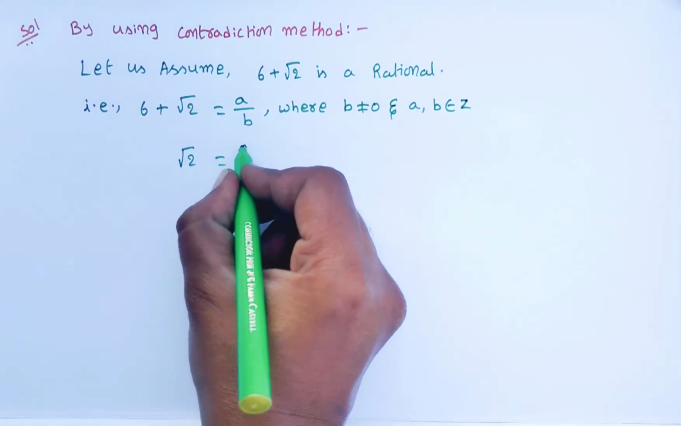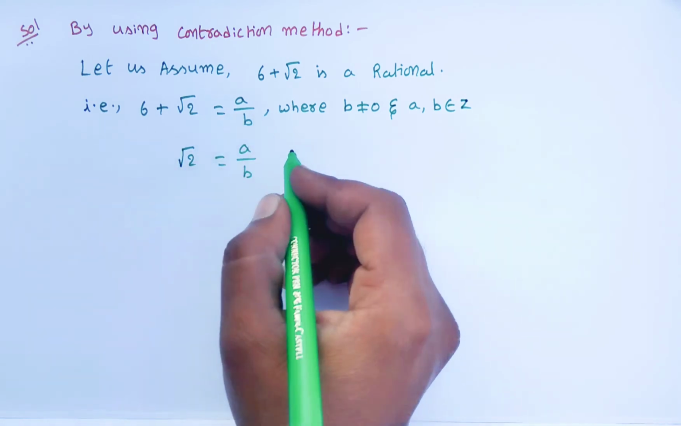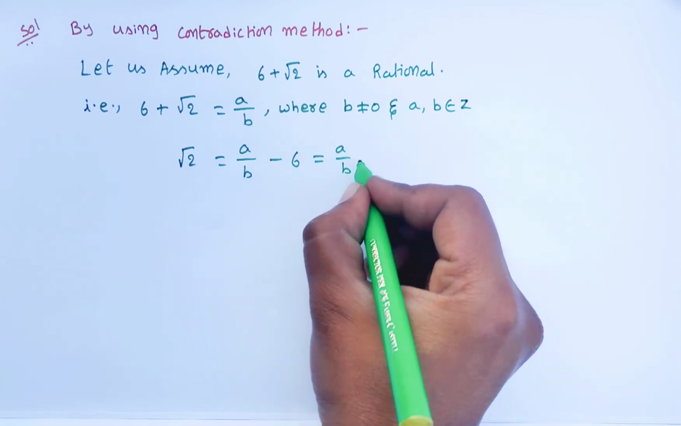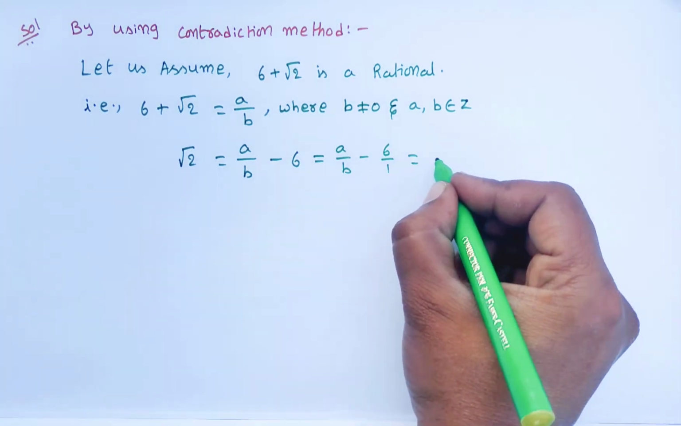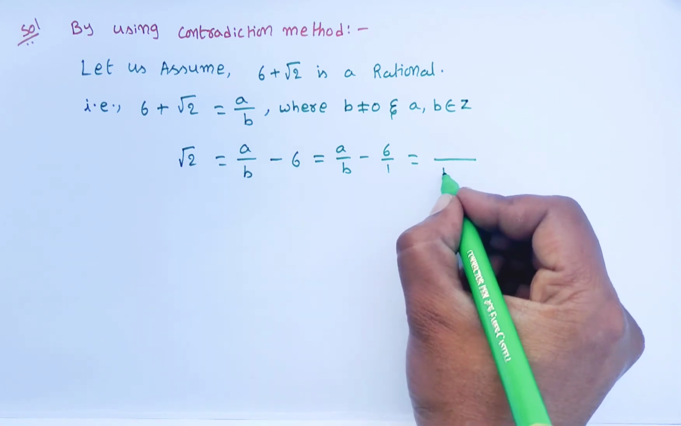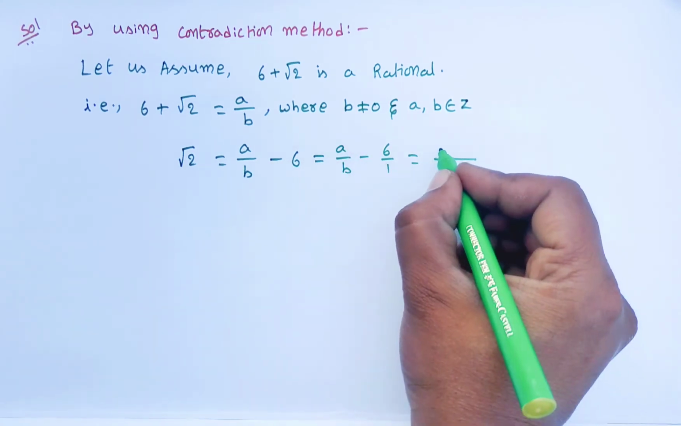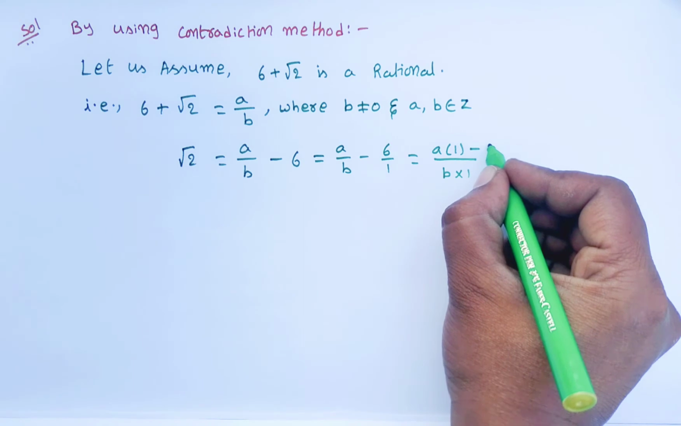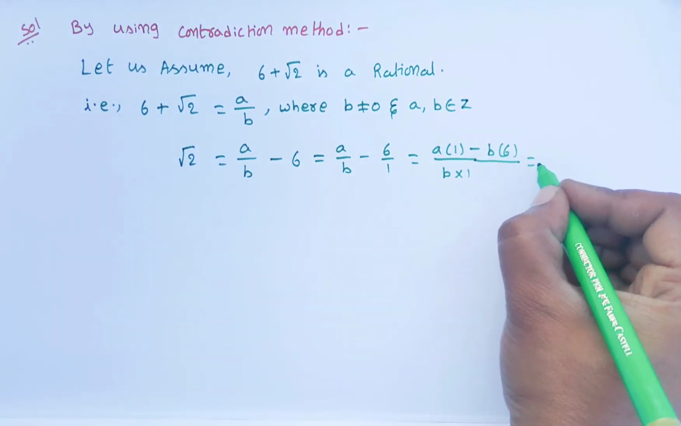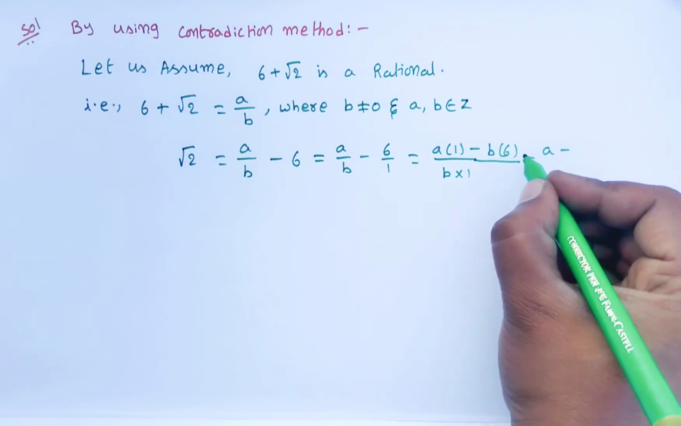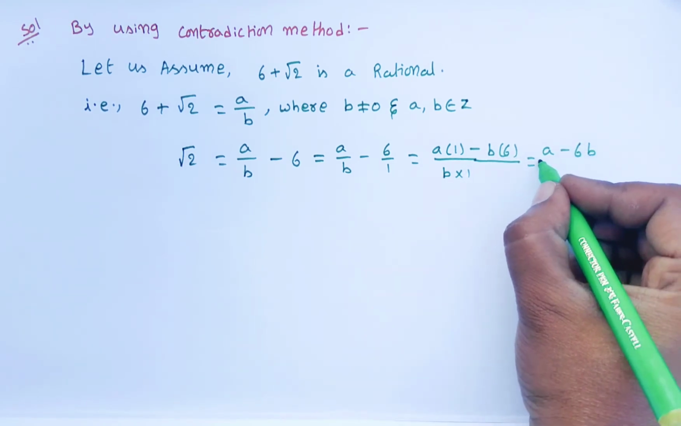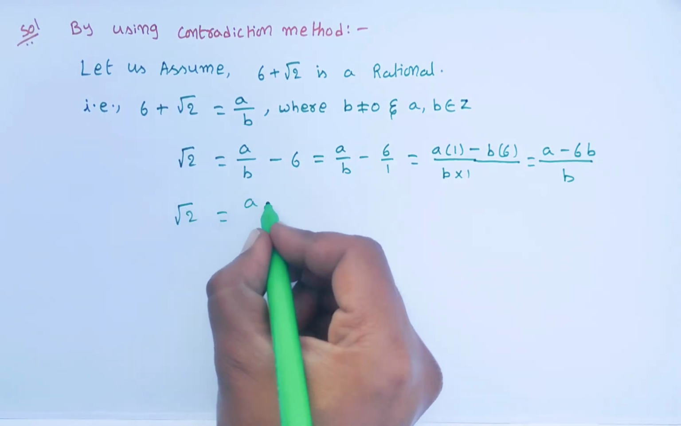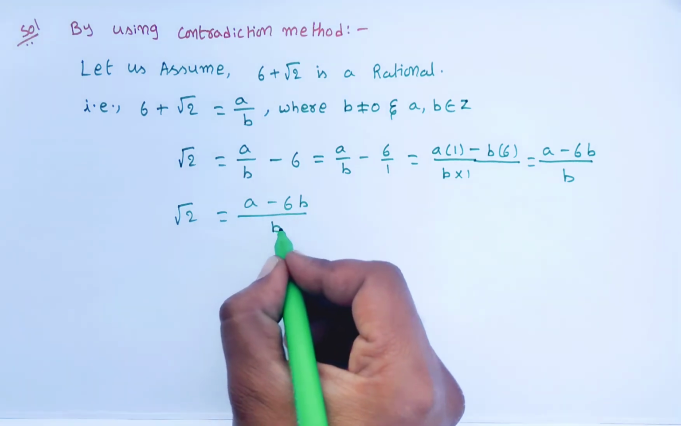So root 2 equals a by b plus 6 transposed to the right side, we get it as minus 6, that equals a by b minus 6, which can be treated as 6 by 1, that equals, taking LCM, denominator b into 1. Do cross multiplication: a of 1, keep minus as usual, and b of 6, that equals a into 1 as a, minus 6 into b is 6b, whole divided by b. Root 2 equals a minus 6b whole divided by b.